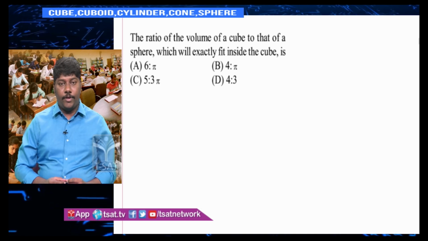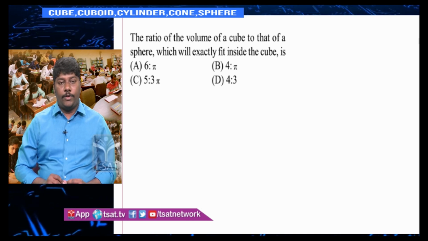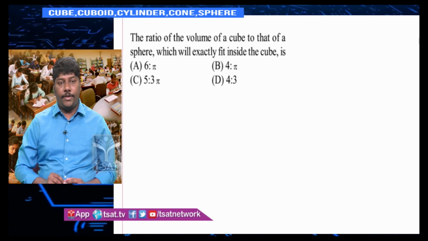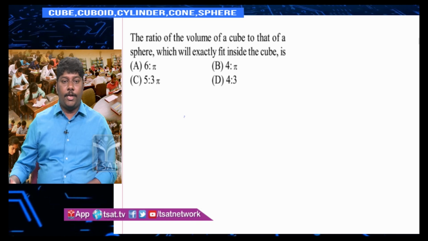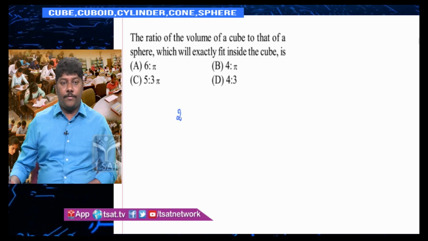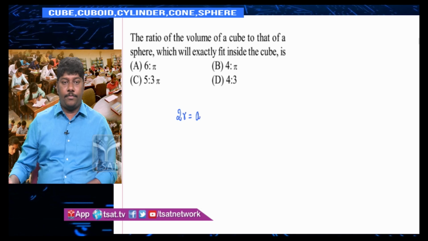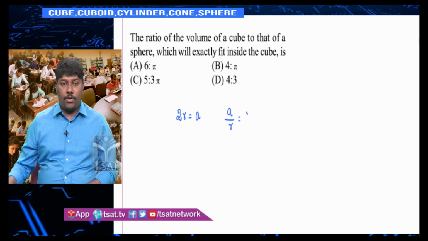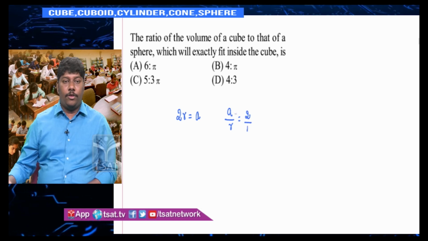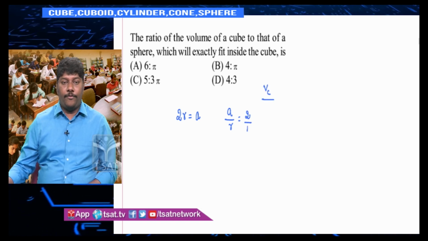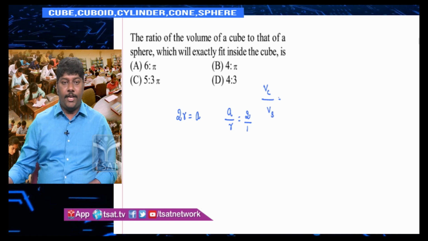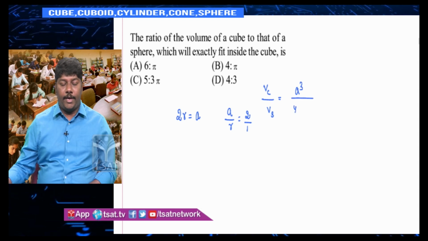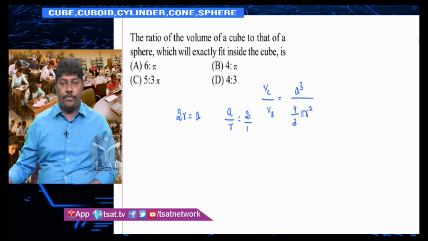The ratio of the volume of the cube to that of the sphere which will exactly fit inside the cube is. If a sphere exactly fits inside the cube, we already know the relation between them. We know that the diameter of the sphere is equal to the edge of the cube. Now first cube, then sphere, then A by R is equal to 2 by 1. We want their volumes ratio: volume of cube by volume of sphere. Volume of a cube is A cube. Sphere volume is 4 by 3 pi R cube.